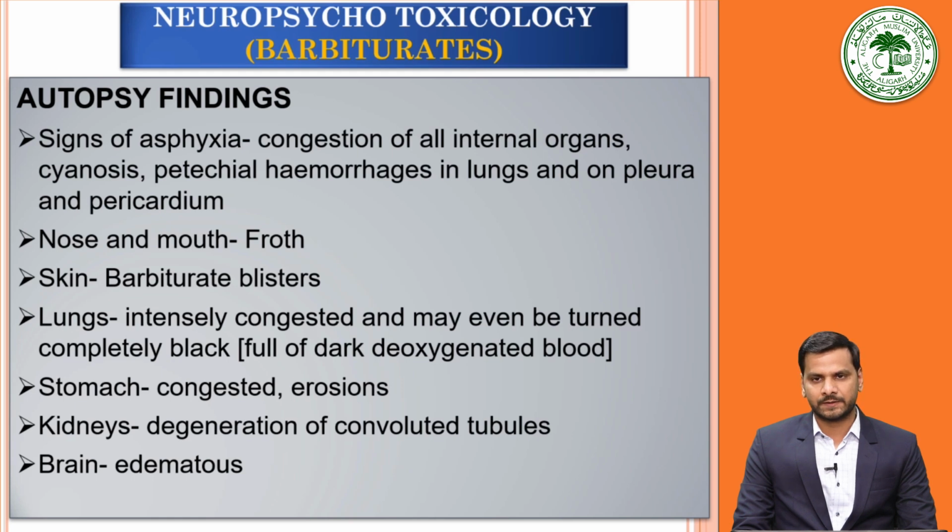Autopsy findings. First of all, there will be signs of asphyxia. As for example, there will be congestion of all internal organs. Cyanosis will be there. Along with that, petechial hemorrhages in lung and on pleura and pericardium. Nose and mouth will show frothing. Skin will have barbiturate blisters. Lungs will be intensely congested and may even be turned completely black, that is full of dark deoxygenated blood.